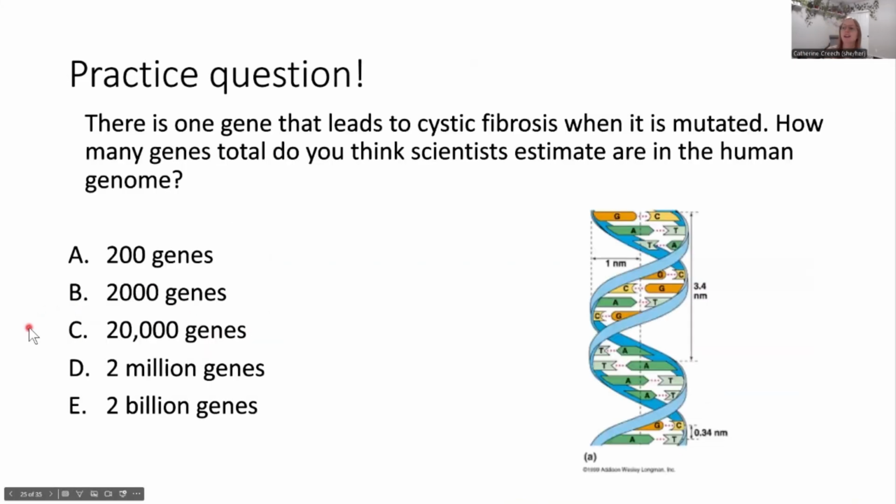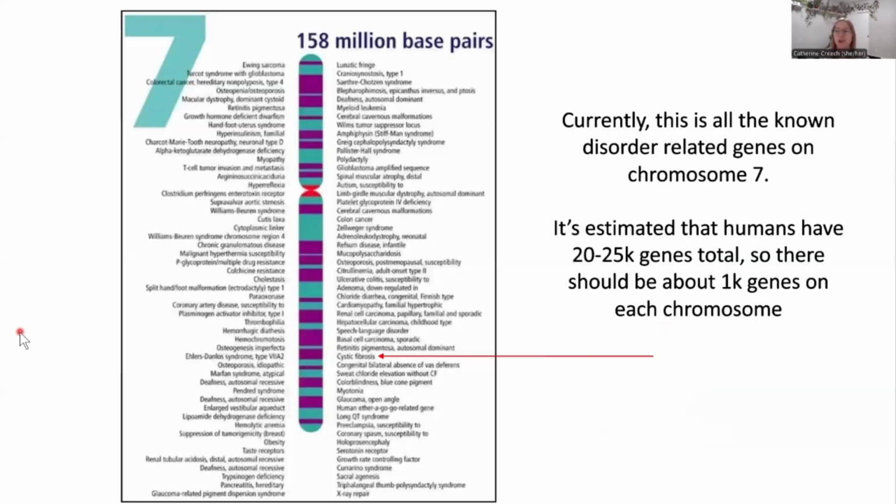There is one gene that leads to cystic fibrosis when it is mutated. How many genes total do you think scientists estimate are in the human genome? Whatever you guess is good, but the answer is about 20,000. We expect there to be 20,000 genes in the human genome.